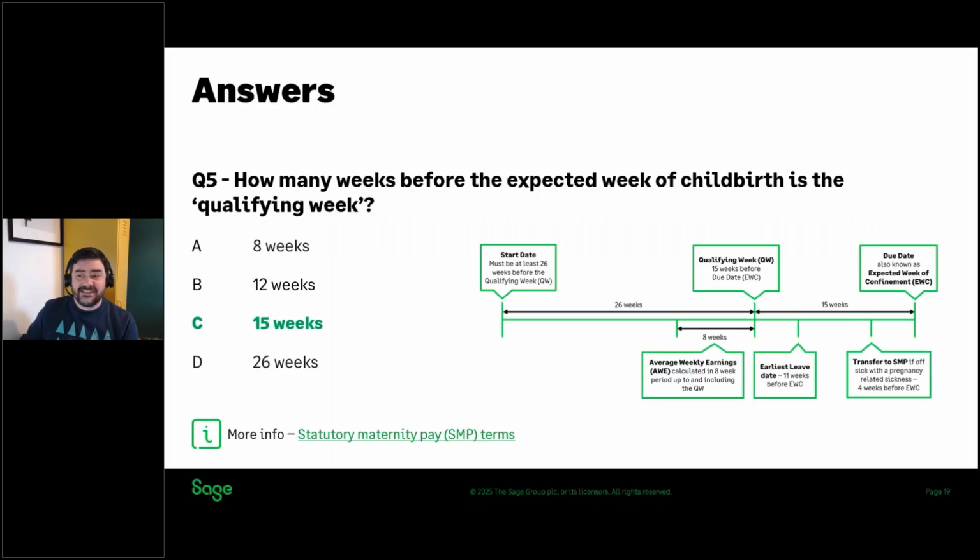And the answer is 15 weeks. So well done to those that got that right. It is 15 weeks before the due date is the qualifying week. It's a pretty important date when it comes to statutory parental payments. So for example, employees must be employed for 26 weeks up to that date in order to meet the length of service qualifying condition. And the average earnings that are used to check the entitlement and the higher rate entitlement and the eligibility is taken in the 8-week set period leading up to that date. So a little timeline on the slide there as well.